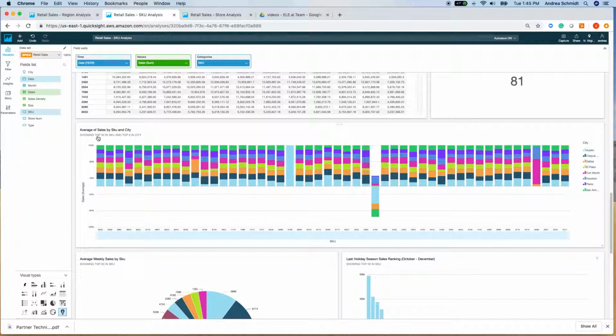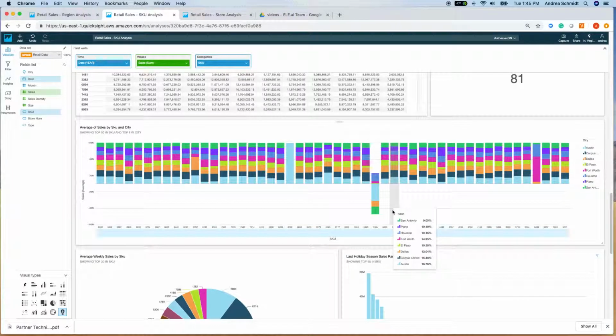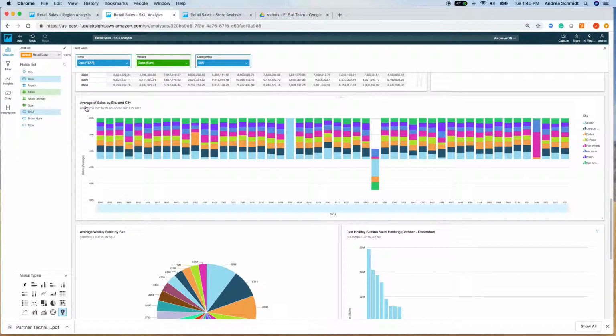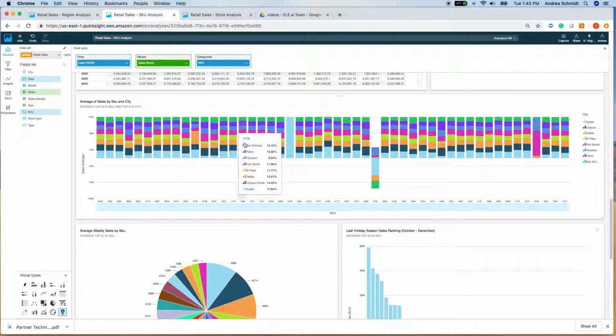And this is a filtered view showing the top 50 and top 8 in city. So there are only 8 cities, so it's showing all cities. But this is showing the top 50 SKUs for sales. It's not going to show you your lower selling items. And you can, of course, filter this and change this, but I think 50 is your max. I don't think you can fit more bars. I think that's the reason why they max it out.